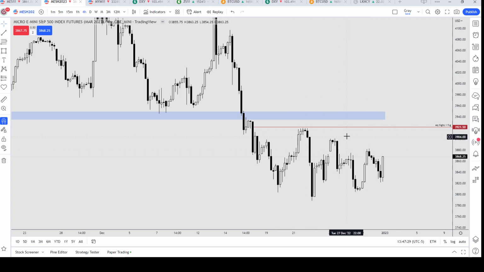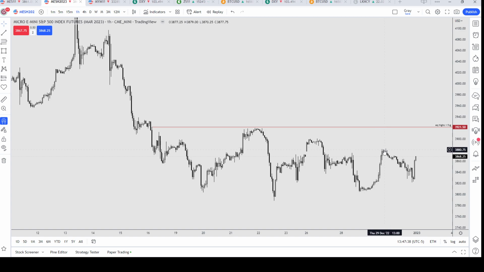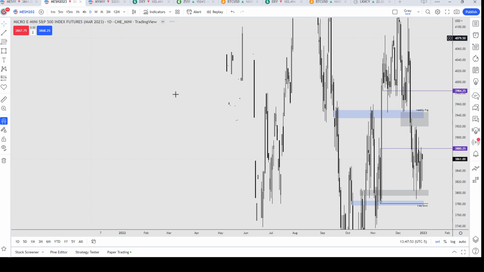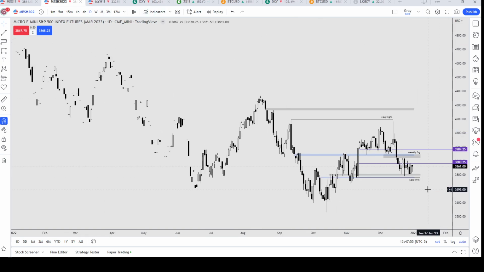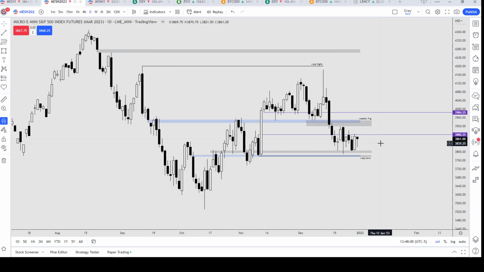1, 2, 3 sets of relative equal highs. And on a 1 hour chart it's even clearer. Equal highs here, and highs here, coupled with this, and we do have a lot of inefficiencies up here as well. So it's a very nice profile. So yeah, that's my plan.